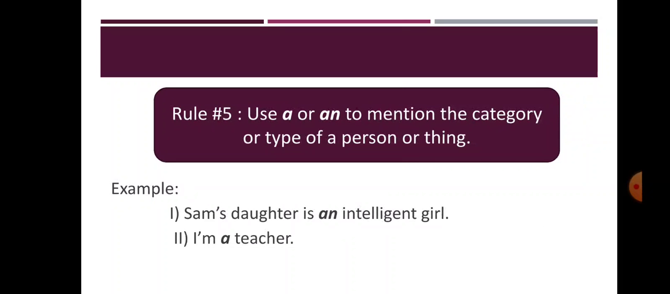Use a or an to mention the category or type of a person or thing. Got it, children? Now look at the example. Sam's daughter is an intelligent girl. Here we say what type of girl she is. She is an intelligent girl. Next example we have, I am a teacher, a person's profession. We say what category they belong to or what type of person they are. So we use a before the profession.